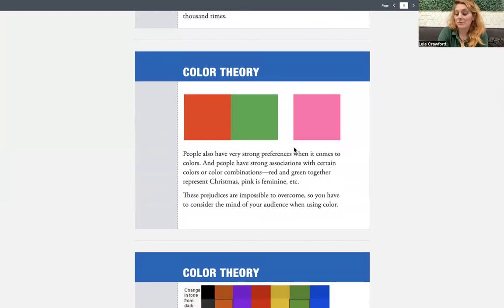People also have very strong preferences when it comes to colors, and strong associations with certain colors or color combinations. Red and green together represent Christmas, pink is feminine, etc. These are things that we're very conditioned to understand. When we plan out, potentially, a room decor idea for the summer, we're probably not choosing red and green, right? We're thinking of that as a Christmas celebratory color. These prejudices are impossible to overcome, so you have to consider the mind of your audience when you're using color.